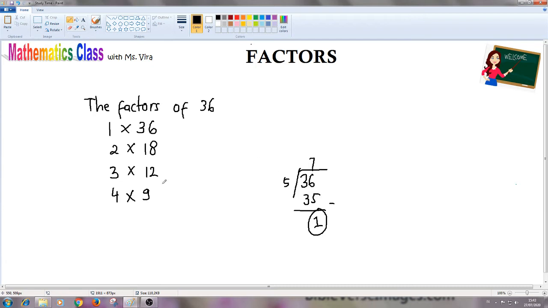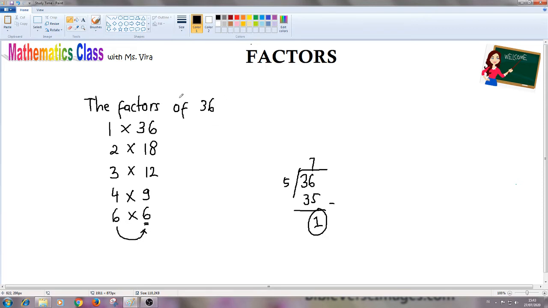After number 5, 6. Number 6. And 6 times 6 is 36. Now you notice over here, it's 6 and back to here, it's 6 too. So we can just stop. We don't have to keep trying to look for other pairs of numbers that give 36 as their product.